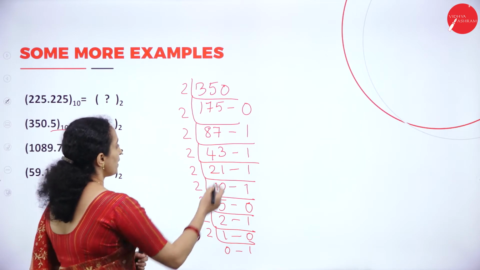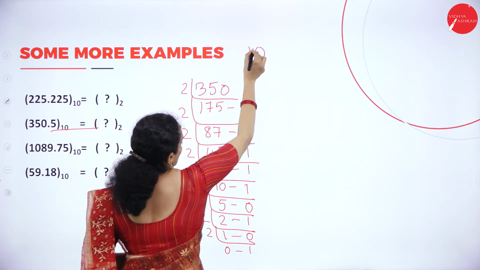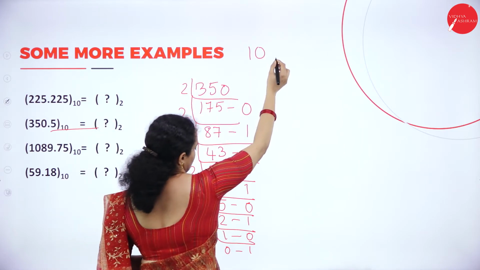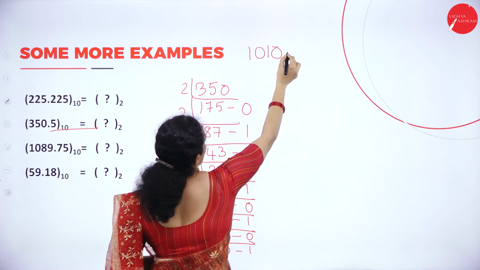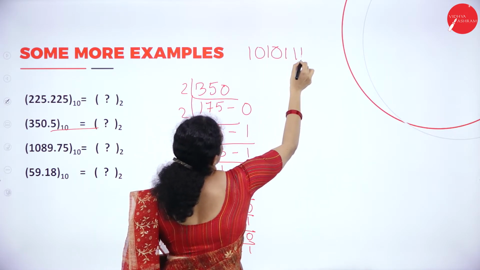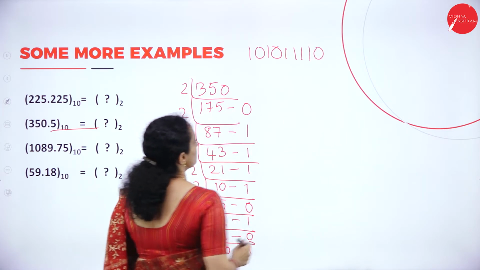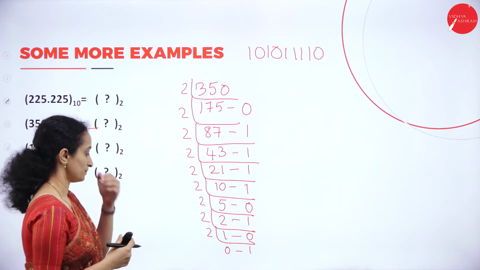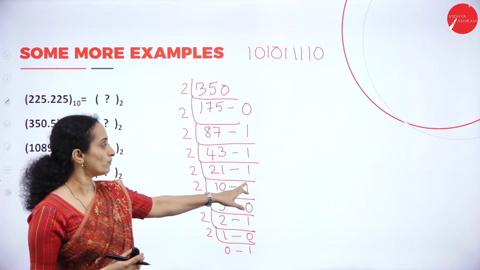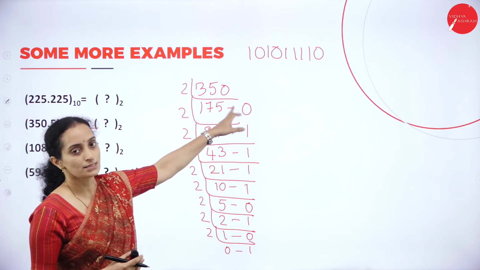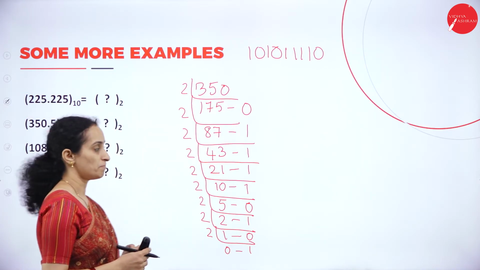So, the integer part value will be 1, 0, 1, 0, 1, 1, 1, 1, 0. Okay. This is all about the integer part.